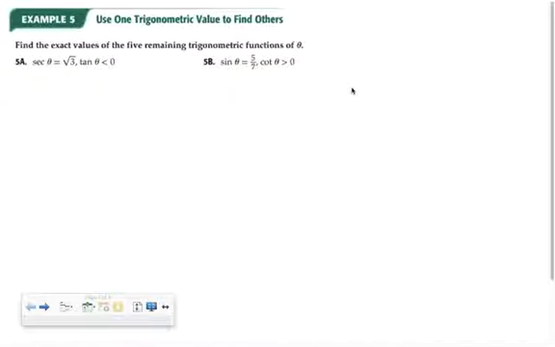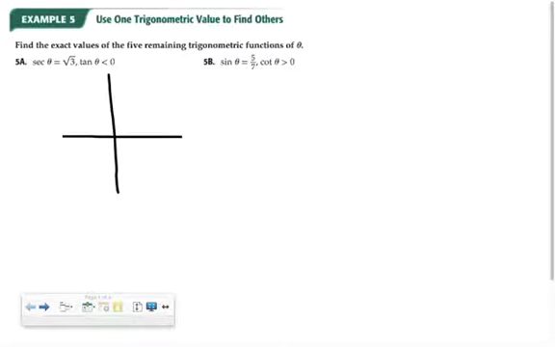Okay, here we are once again using one trig ratio in order to find the other 5. What's different here is that we're using the sign of a trig ratio to determine the sign of the remaining trig ratios. So we're told that the secant of the angle is radical 3, and we're also told that the tangent is negative. So let's think about that.